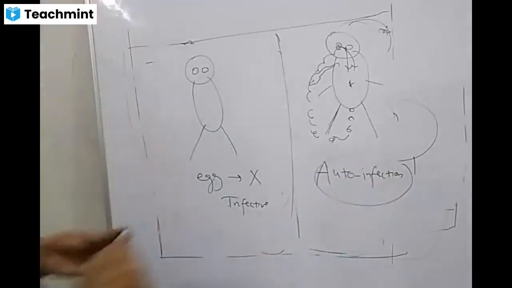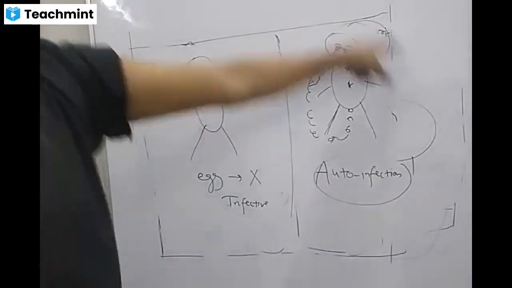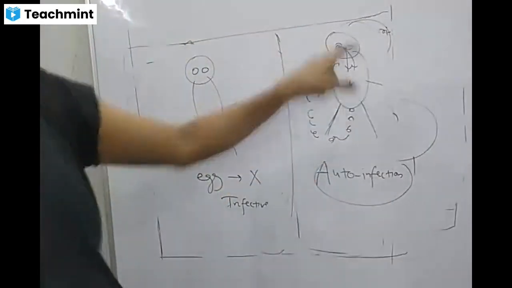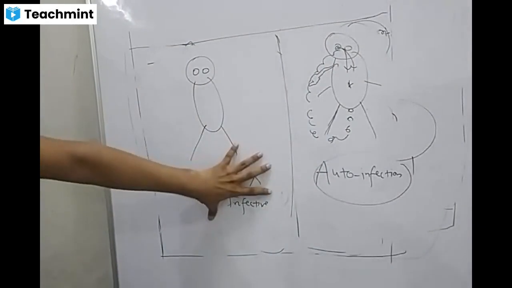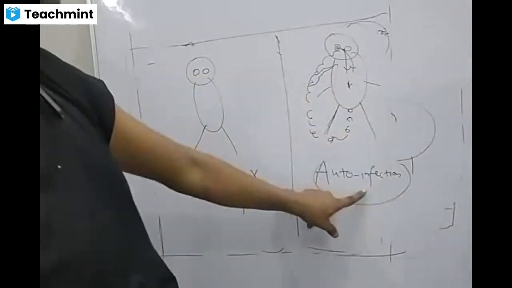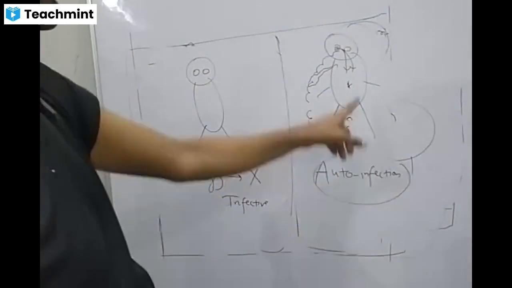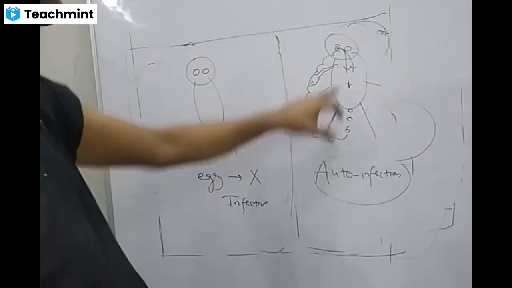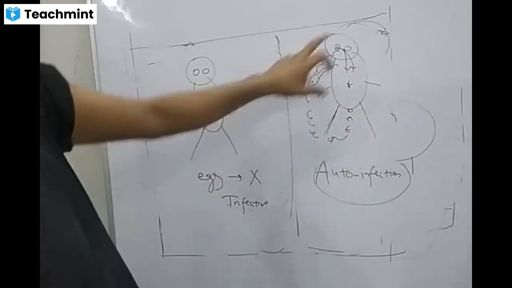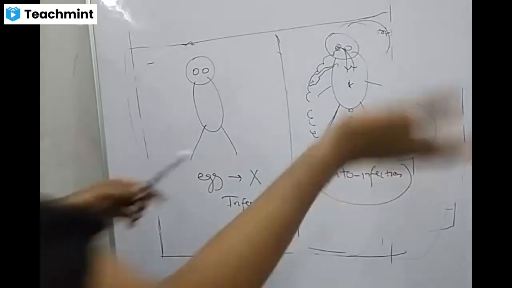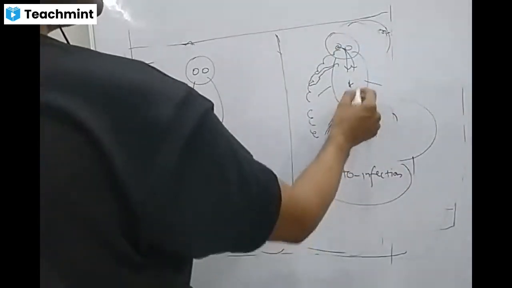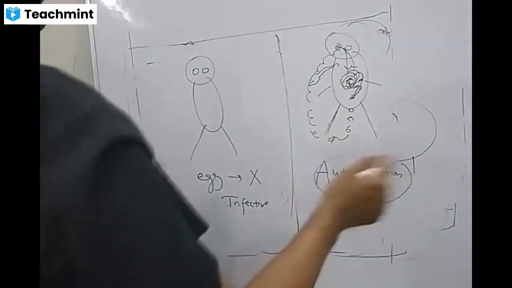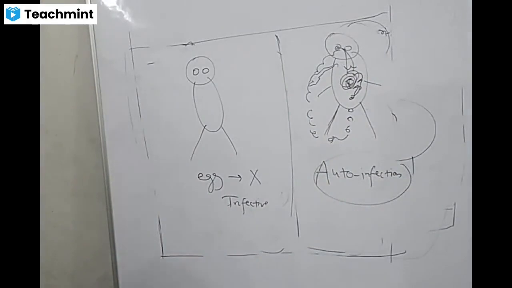So auto-infection out of these two is present in Taenia solium. Why? Because of the eggs. Eggs are infective. Because of this, it leads to auto-infection. So these children, because of the unhygienic condition, dirty hands, they enter. Or the second case may be these eggs, because of reverse peristalsis, again they enter into the body. That may also lead to auto-infection.